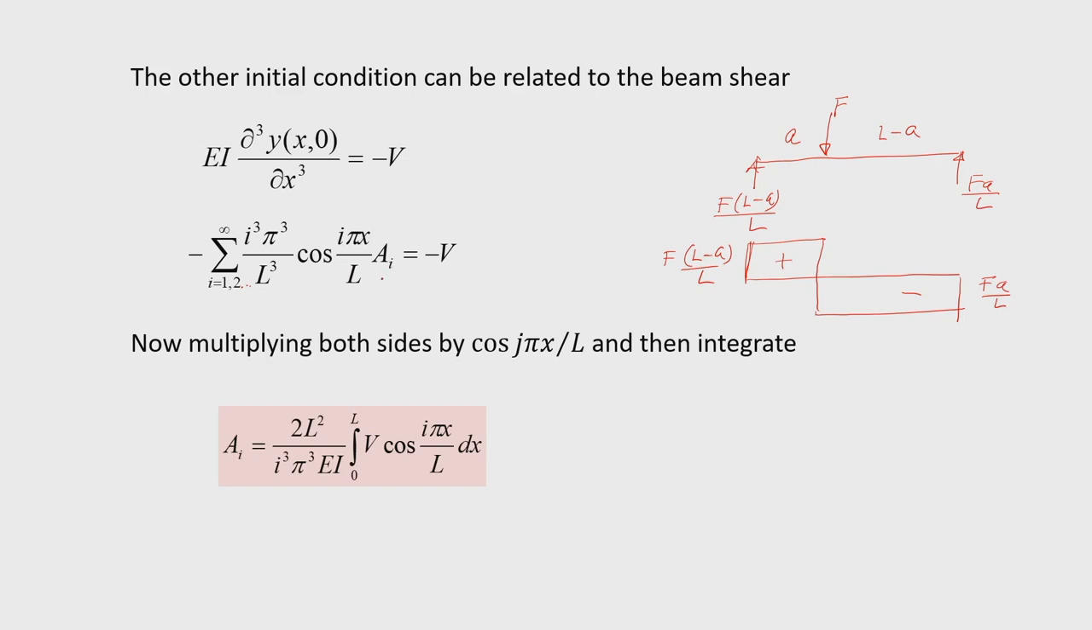Now, in order to extract A_i, we multiply both sides by another function cos(j pi x/L) and then integrate. So after integration, the result that we want will be like that. Only one term will remain in the summation, because sin(i pi x/L) and sin(j pi x/L) form an orthogonality relationship, similarly cos(i pi x/L) into cos(j pi x/L) also forms the orthogonality relationship. Therefore we get A_i equal to 2L² divided by i cube pi cube EI, integration 0 to L, V cos(i pi x/L) dx.